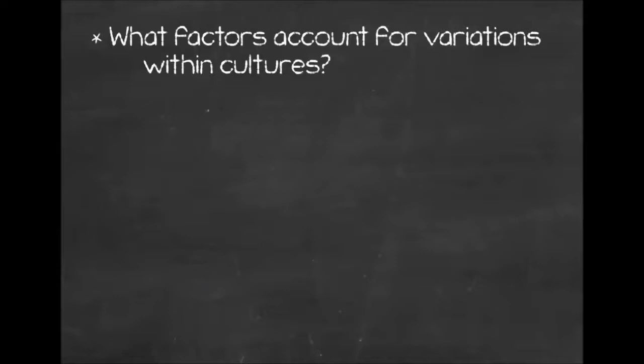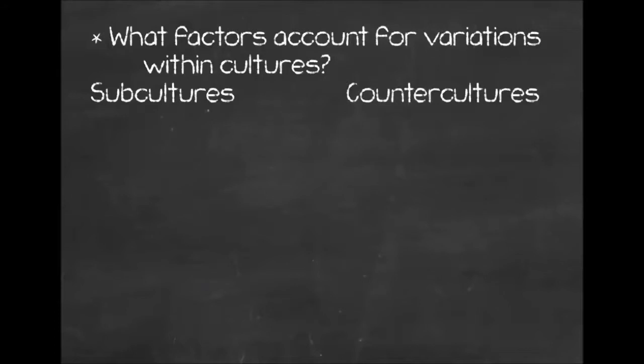And this leads to the second major question that you will want to answer. And that is, what factors account for variations within a culture? So we see all this variation even in the wider American society. So how do sociologists explain this? This is where sociologists focus on what they define as subcultures and countercultures. And as you read this section, you will want to make sure that you can explain both of these.